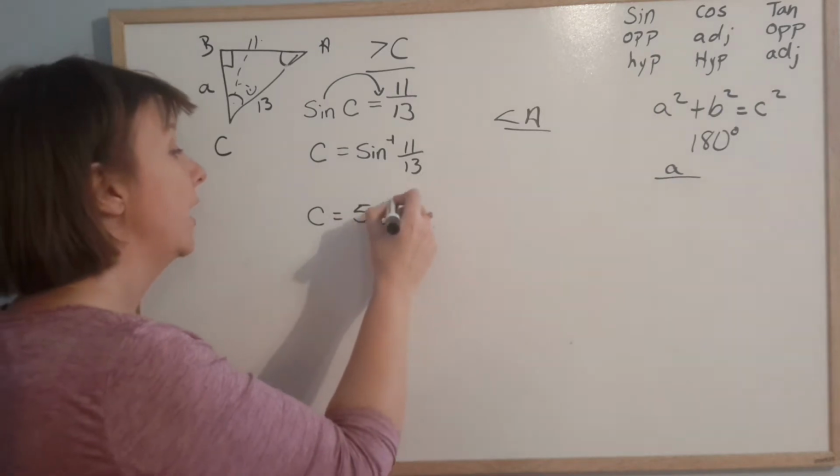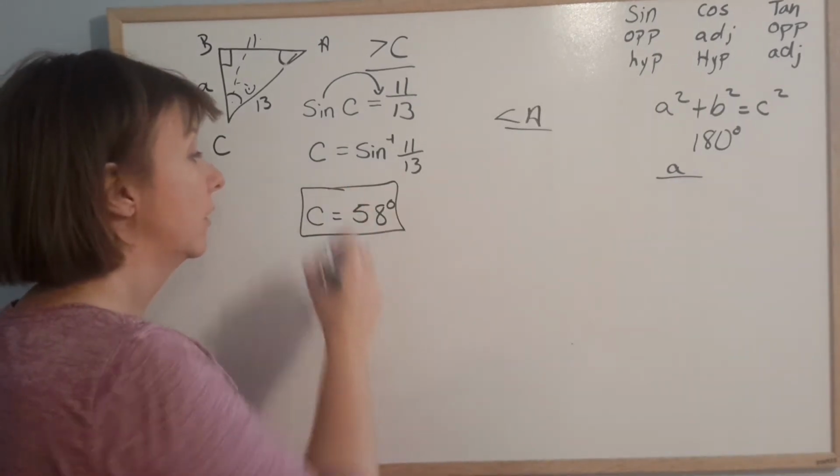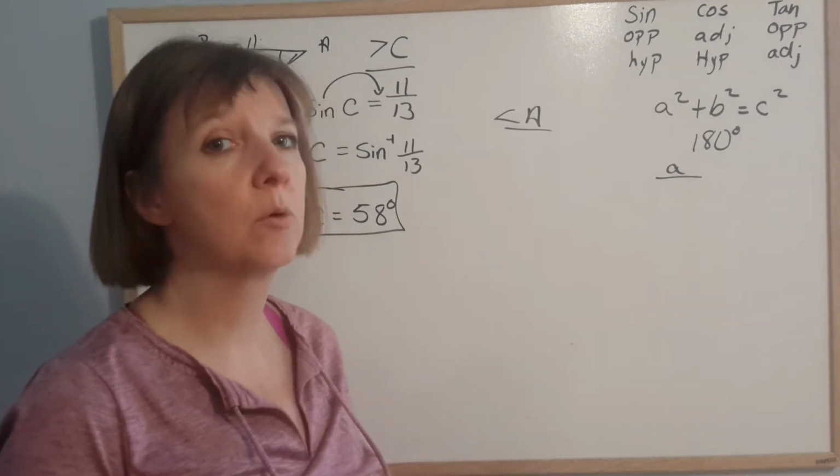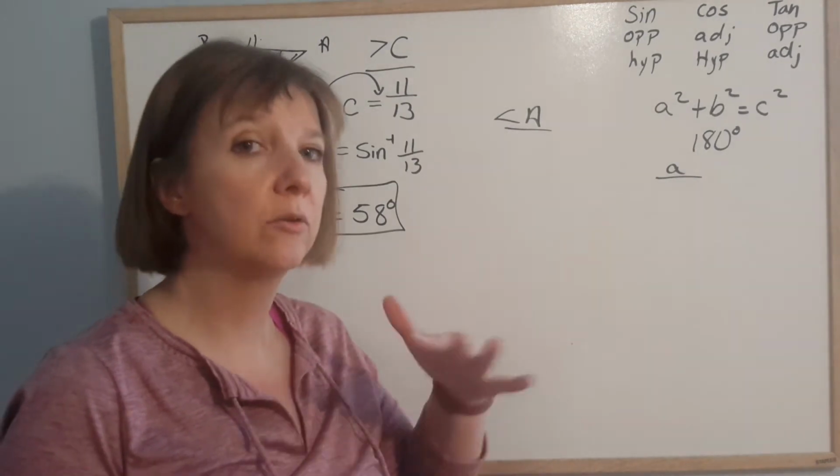And again, for angles, we round off to the nearest degree. We don't give decimals when we're doing angles.